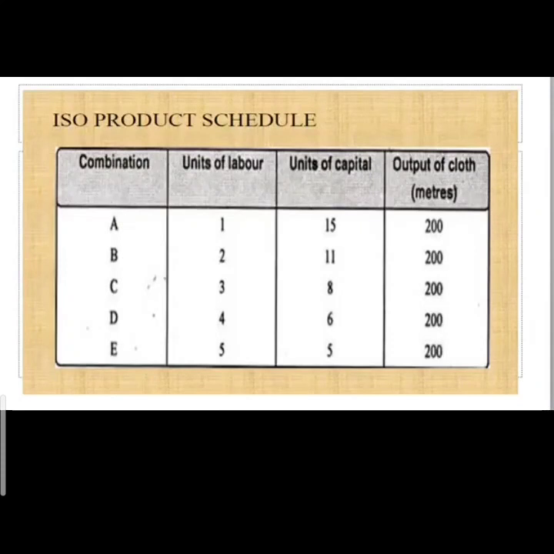Isoproduct schedule. Here is a tabular explanation. Combinations A, B, C, D, E are given. At combination A, 1 unit of labor and 15 units of capital are being used, and we are getting 200 meters of cloth. At point B, we are using more labor and less capital, but getting the same quantity of production. At C, D, E, we are using more labor and less capital, or more capital and less labor. We are getting the same output.